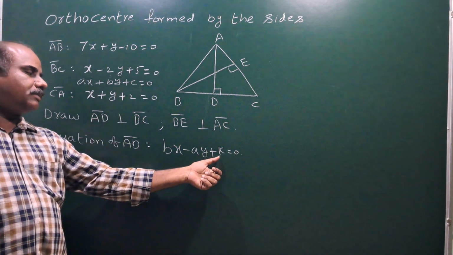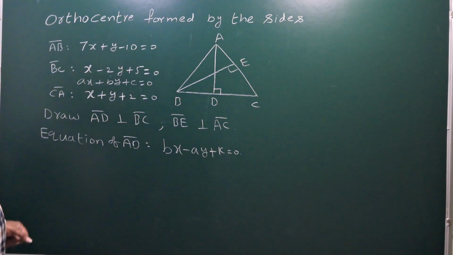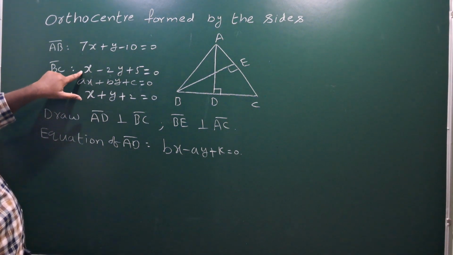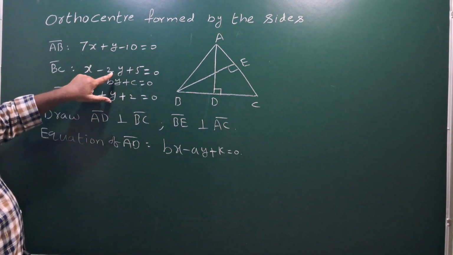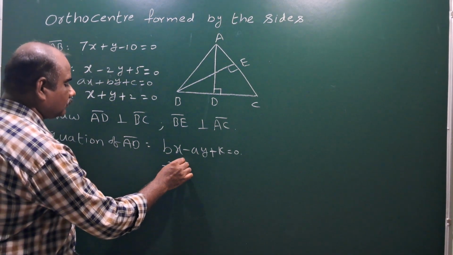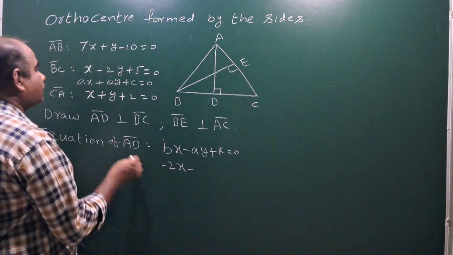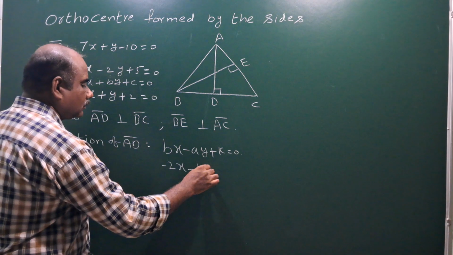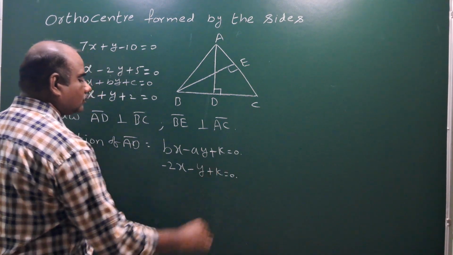Here the constant must be changed like this. A and B are the coefficients of x and y. Here A, the x coefficient, is 1, and B, the y coefficient, is minus 2. So B means minus 2 into x, minus A means minus 1 into y, that is minus y, plus K equals 0.